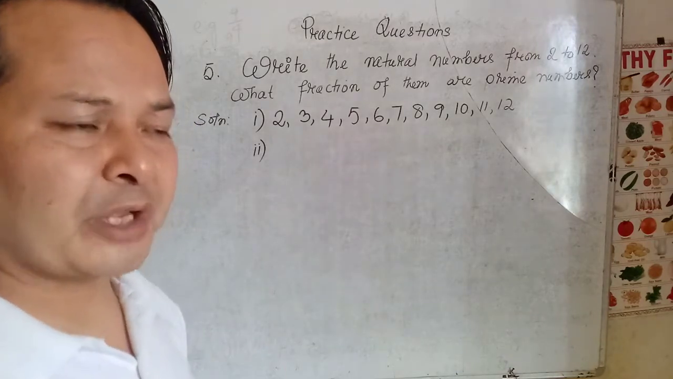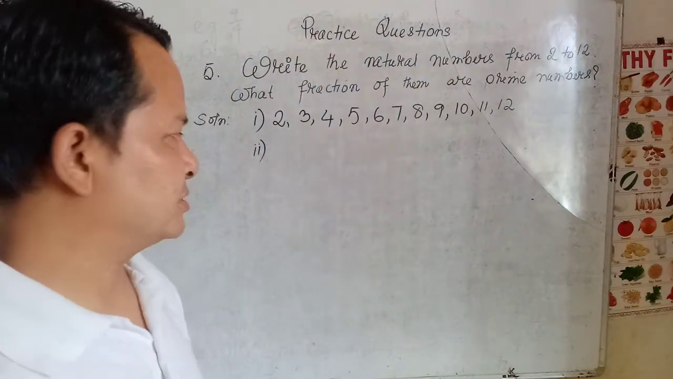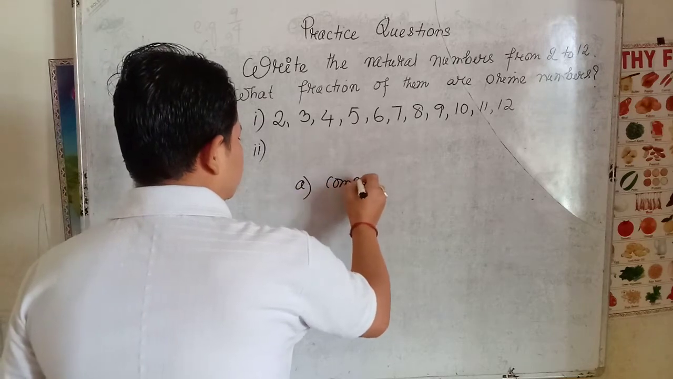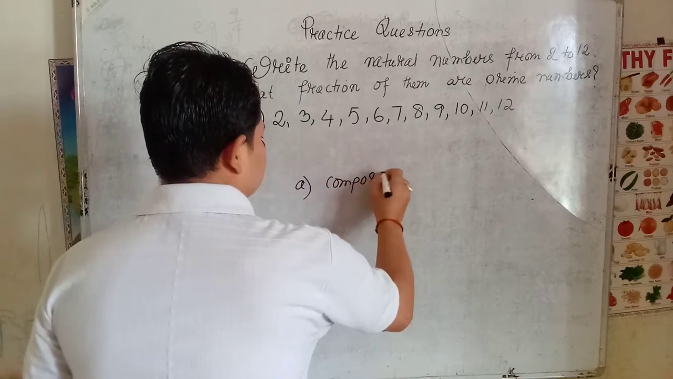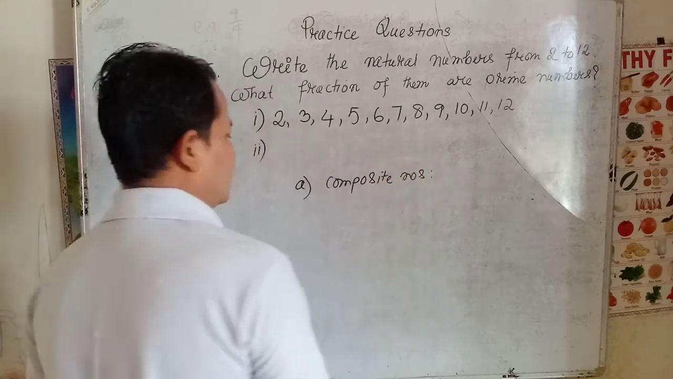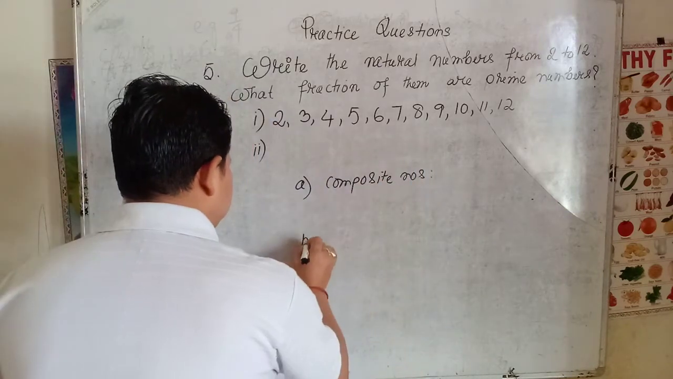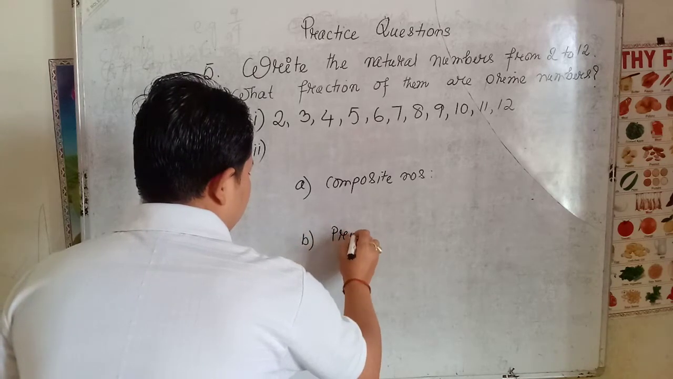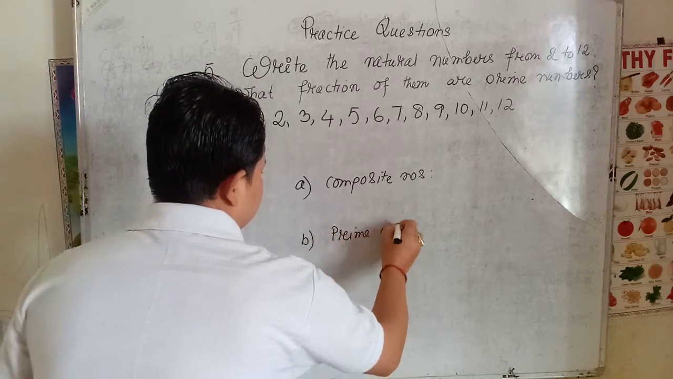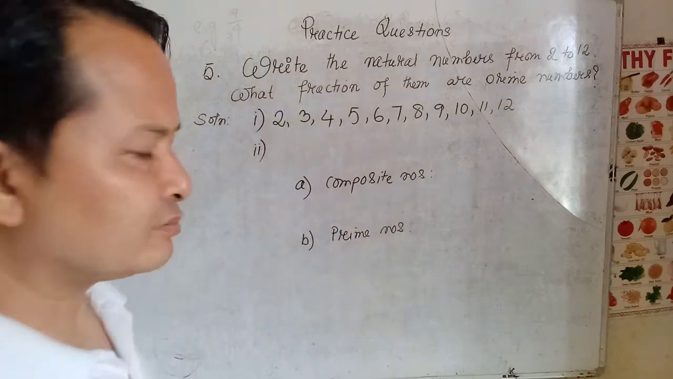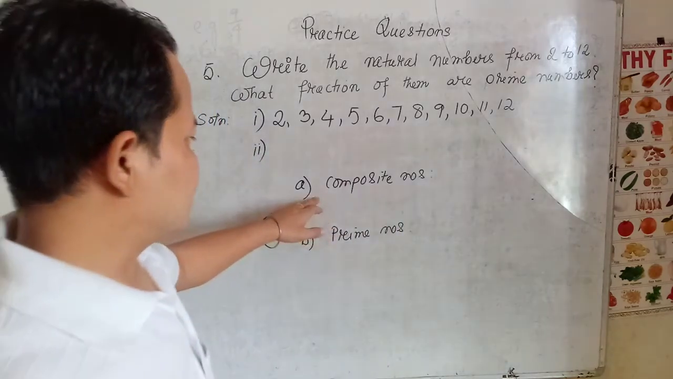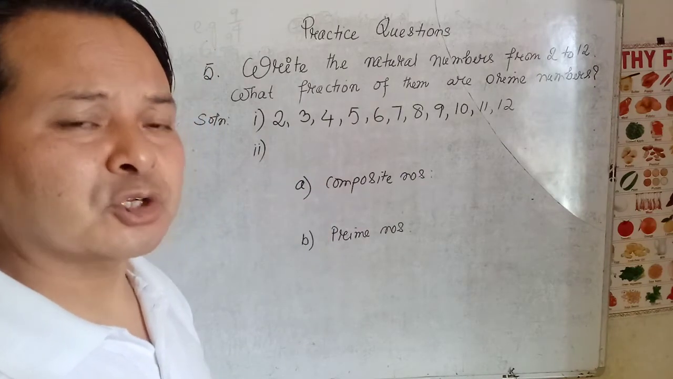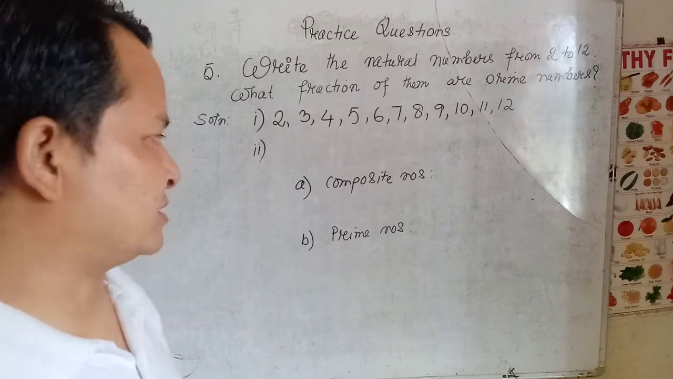Basically, in mathematics we have got two types of numbers. The first one is composite numbers. And the second type is called prime numbers. Composite numbers. What are composite numbers? Composite numbers are those numbers having more than 2 factors.